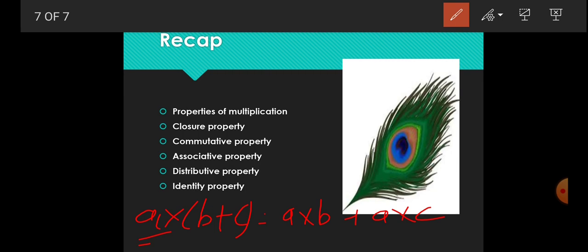Identity property means if we multiply any whole number by 1, the answer remains same, the number itself. So a multiplied by 1 equal to a.